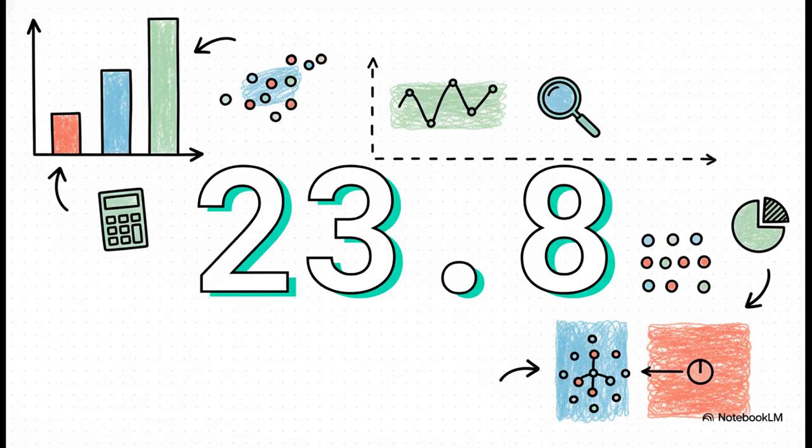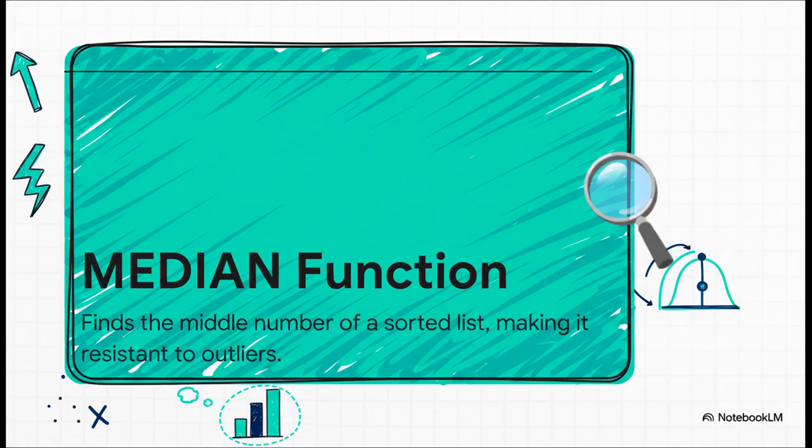And here is the proof. If we use the standard average function, we get 23.8. Now look back at that list. Does 23.8 really feel like the typical sale price? Nah, not really. That one outlier has totally skewed the result, giving us a pretty misleading number. So, how do we fix this? This is the perfect time to bring in the median function.